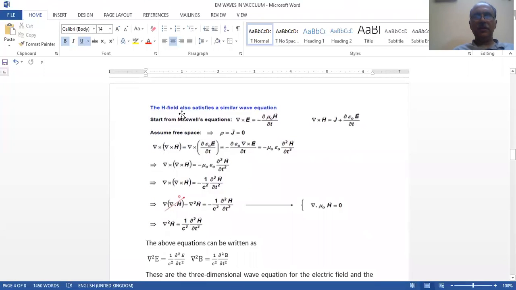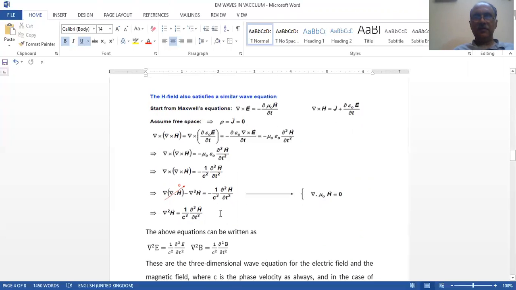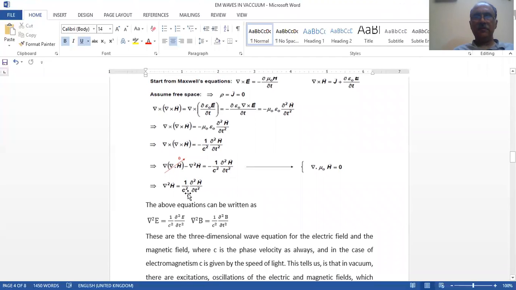Similarly, we can obtain a wave equation for the H field by using the modified Ampere's law, taking its curl. In here, if you take the curl, then curl of H is equal to curl of J, which again is 0, plus curl of epsilon 0 del E by del t, and curl of E you can substitute from the Maxwell equation, and we can get the similar wave equation for the H vector.